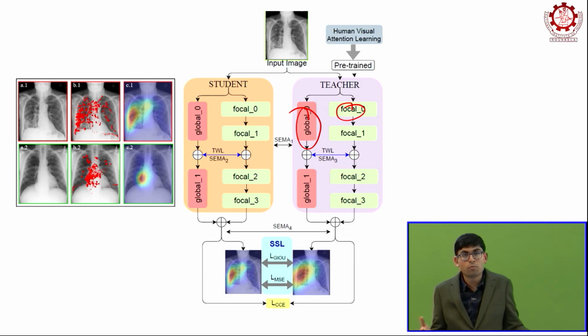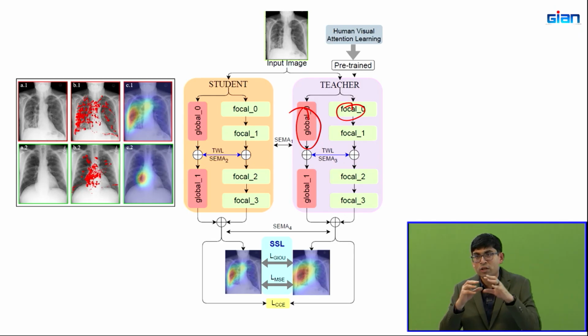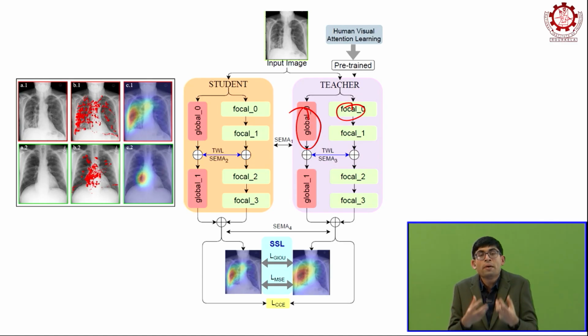So we have Swin transformers where you can essentially change the windows, you can change how much stride length you have and everything. First we look at a smaller window, then we look at a bigger window. So based on that, we learn the global, or we try to mimic the global and focal search strategies of radiologists.